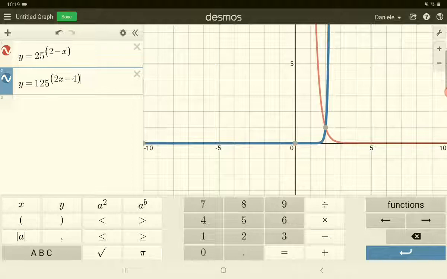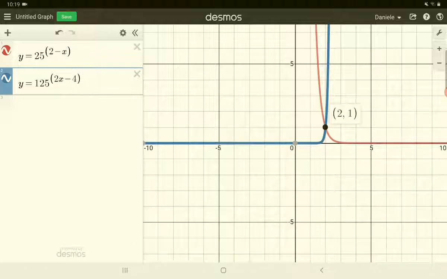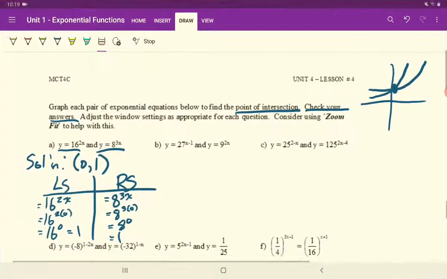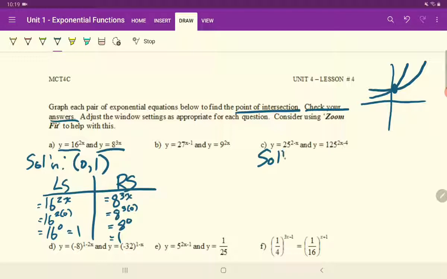So there you go, those are the two curves. What's great is that the point of intersection is already highlighted for me. I can just click on it and I see that the POI is 2, 1. That is my solution that exists on both curves. So write solution 2, 1, and do a check.